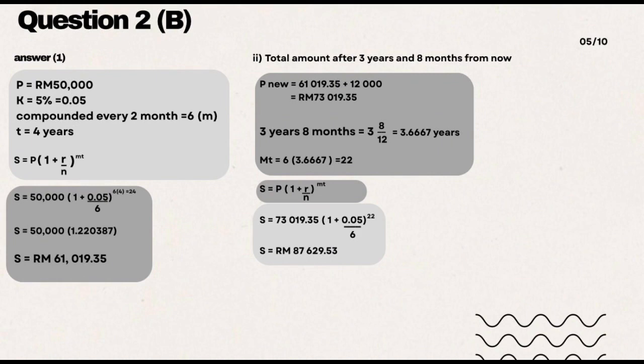We use the compound interest formula, which is S equals P(1 + R/N)^(NT). Substituting the values into the formula, S equals 50,000(1 + 0.05/6)^24. So the answer is S equals RM 61,019.35. Therefore, the accumulated amount in the account today is RM 61,019.35.